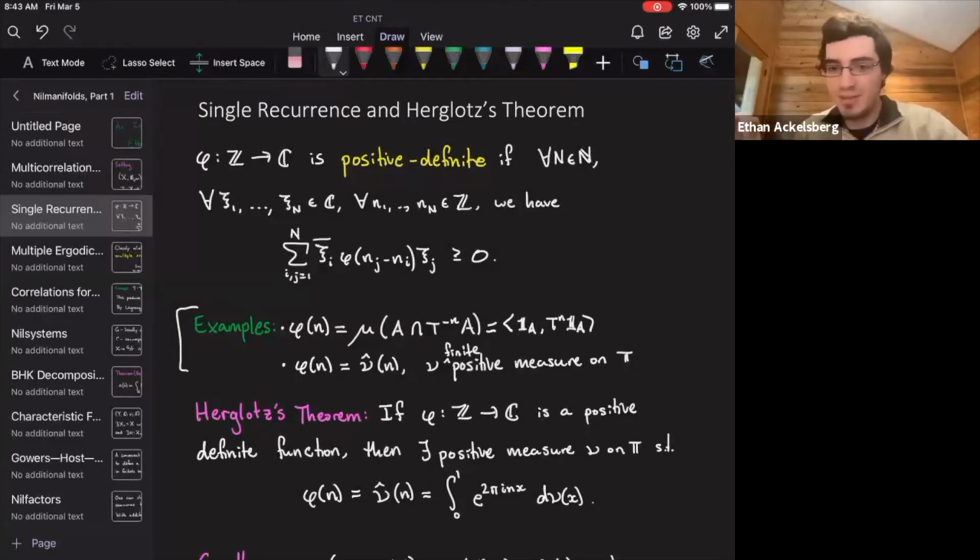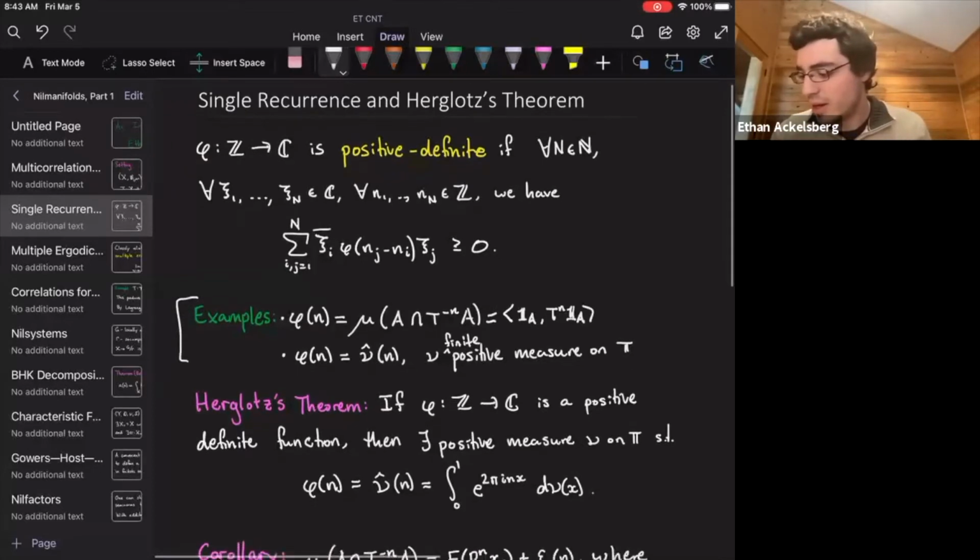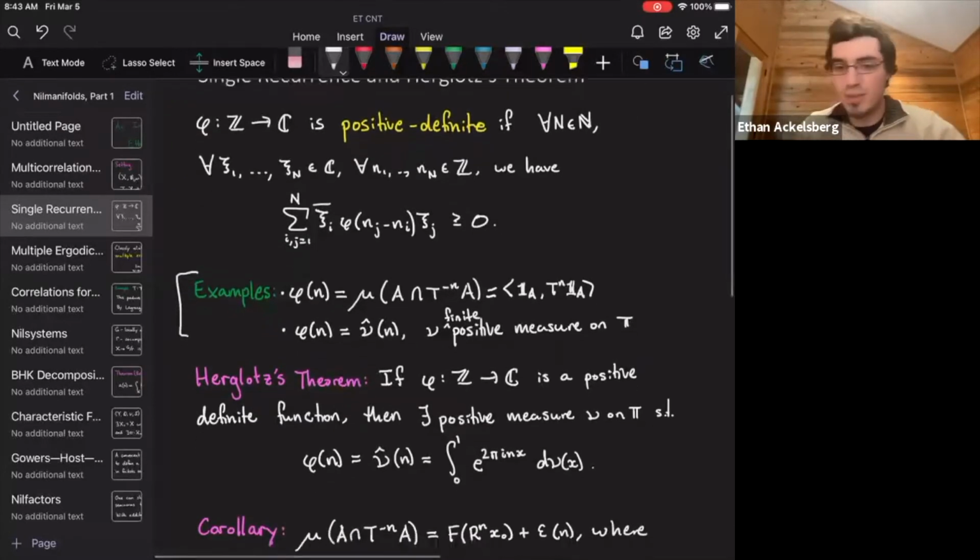The key technical detail that I'm leaving out there, of course, is this needs to be well defined, and that's where the positive definiteness of the sequence is going to come into play. Also to show that this thing that you define is actually a positive measure and not some complex measure. Okay. And this tells us some nice decomposition for a single correlation sequence.